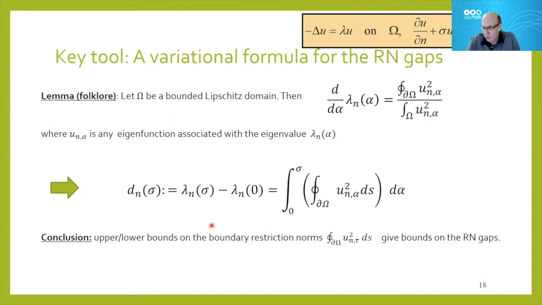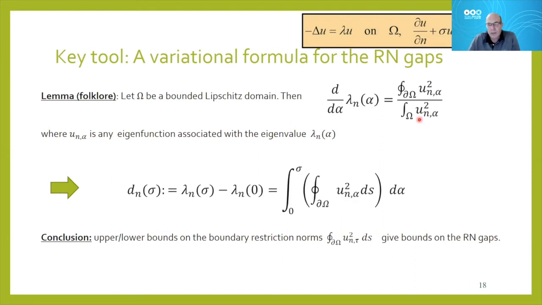So let me just display two slides with one of the tools that we use, and one of them is a variational formula. I picked this up from a survey by Doron Bucco and other people. This is described as folklore. It says that you can compute the first variation of the nth eigenvalue in terms of the boundary data. So the derivative of the nth eigenvalue with respect to this boundary parameter is the ratio of the norm of the square of the eigenfunction on the boundary to the total L2 norm of the eigenfunction. So there's a closed formula for it.